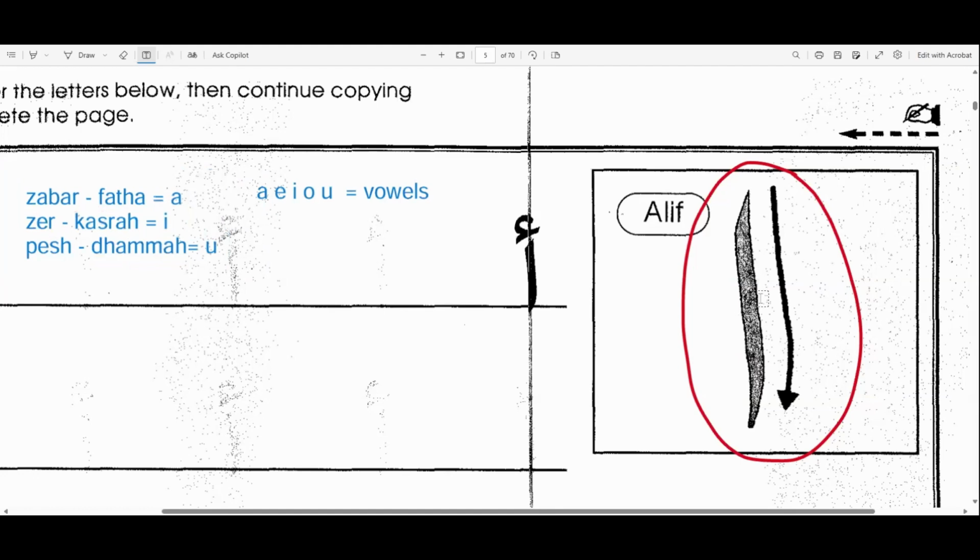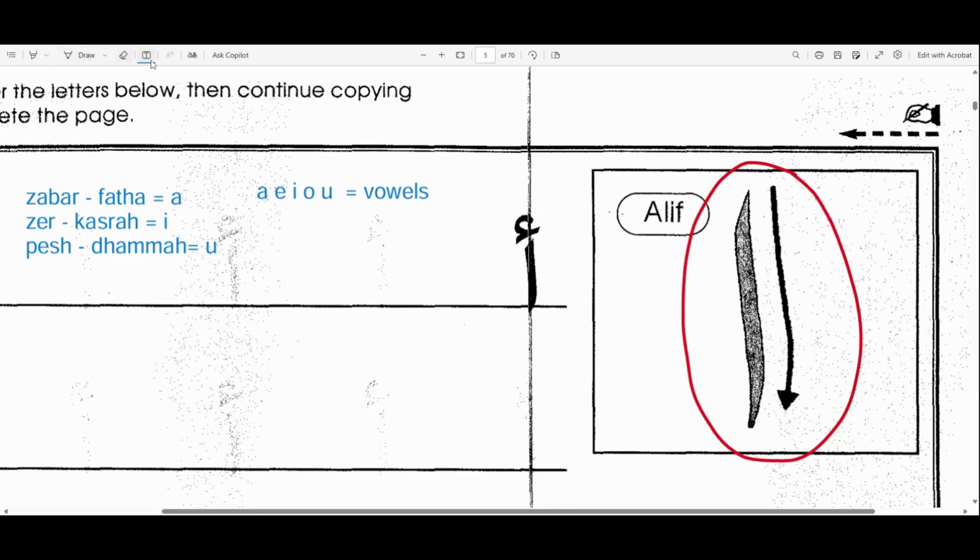So we're talking about the Alif. In Arabic, a symbol on top is the Fatha, a symbol underneath is the Kasra, and the round symbol is the Dhamma. So they are the vowels in Arabic. Now, a true Alif, the letter Alif, doesn't have a vowel. If it has a vowel, it's called a Hamzah.